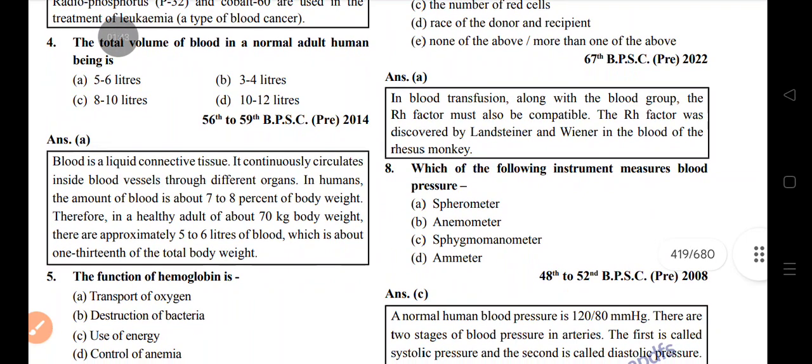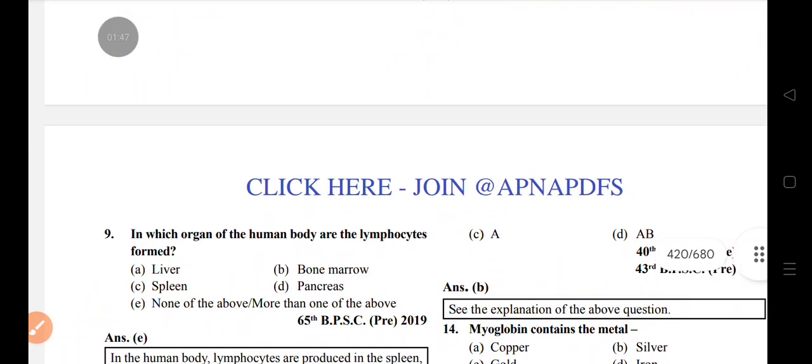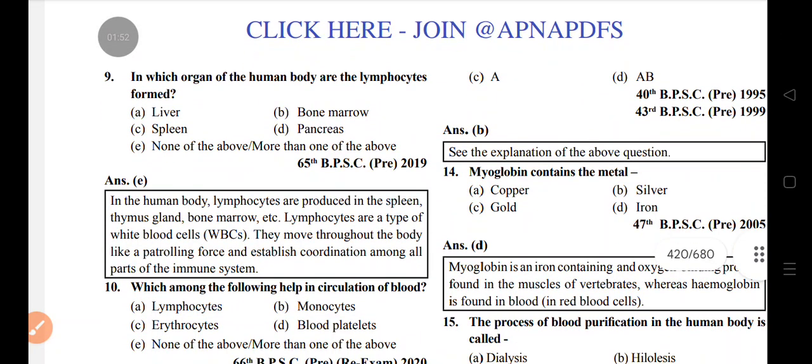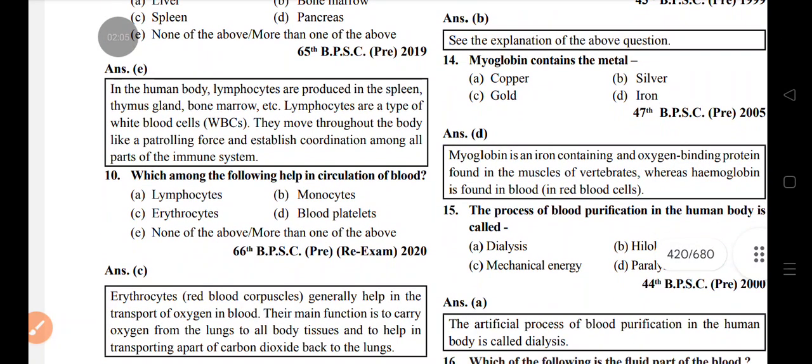Which of the following instruments measure blood pressure? Sphygmomanometer. In which organ of the human body are lymphocytes formed? Spleen, thymus gland, bone marrow. Lymphocytes are type of WBC. They move throughout the body patrolling and establishing coordination among all parts of the immune system.